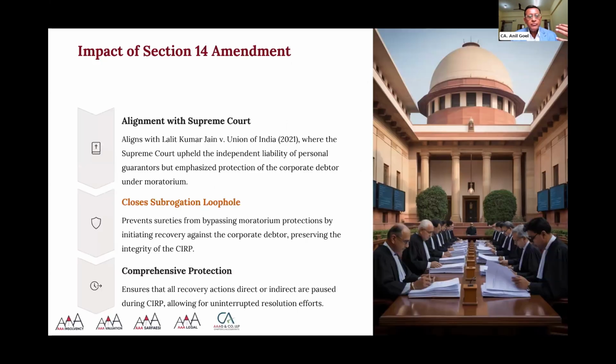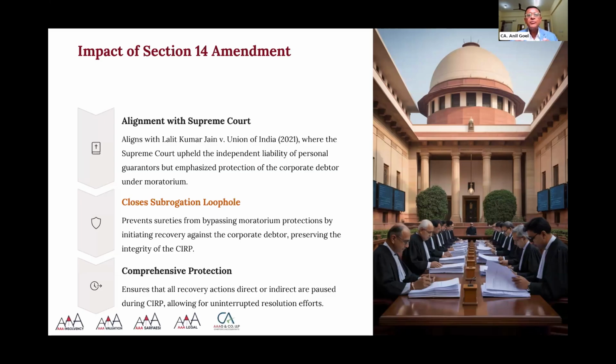So basically, because of all these amendments and judgments, it has now been codified. Section 14 aligns with various Supreme Court decisions, including Lalit Kumar Jain versus Union of India, where the Supreme Court upheld the independent liability of the personal guarantor, but emphasized protection of the corporate debtor under moratorium.